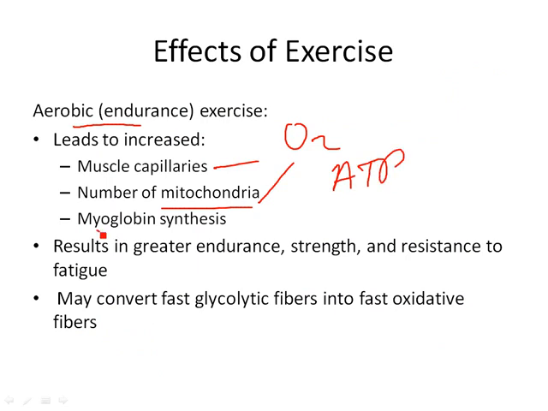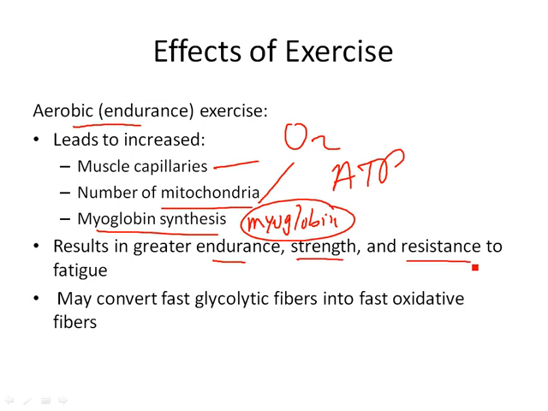You're also going to make more myoglobin. And I said hemoglobin earlier, I actually meant to say myoglobin. Myoglobin is the protein in muscle that is binding to the iron to allow you to use the oxygen. So I think I said hemoglobin, but I meant to say myoglobin. This aerobic exercise, this endurance exercise, is going to actually lead to greater endurance, greater strength, and it's going to make you more resistant to fatigue.